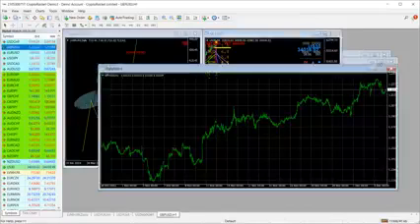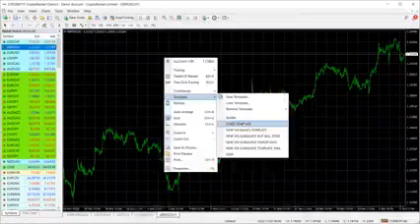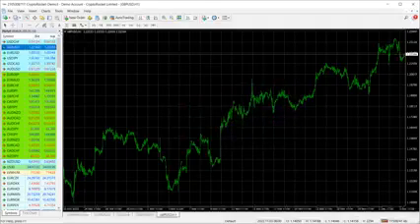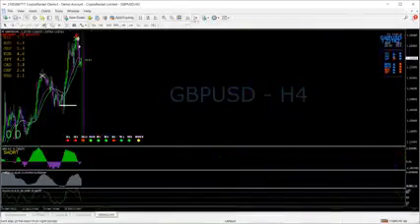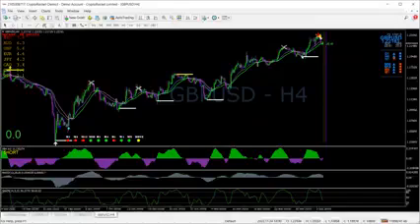So this is GBP USD. We're going to go to the 4-hour time frame. We're just going to look at the market. On the 4-hour time frame, the market made a high, a low, a high, a low, and then it made a high. So if the market made a high, what comes after a high? A low, right? So right in this area is where I'd be looking to take a buy.